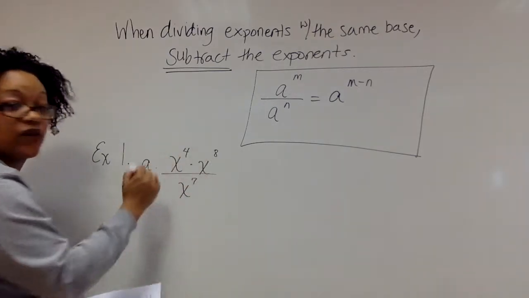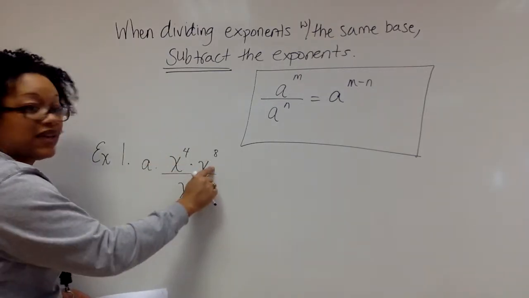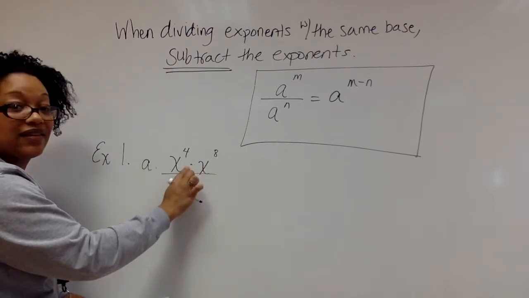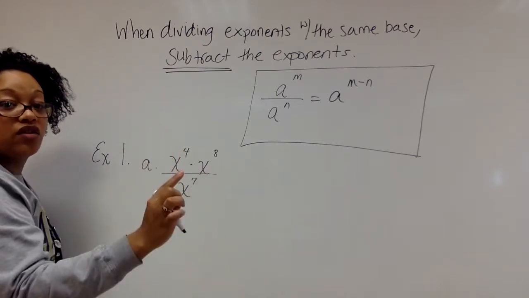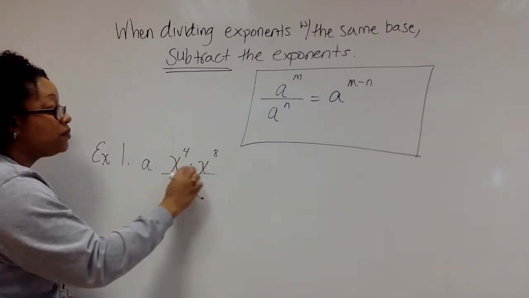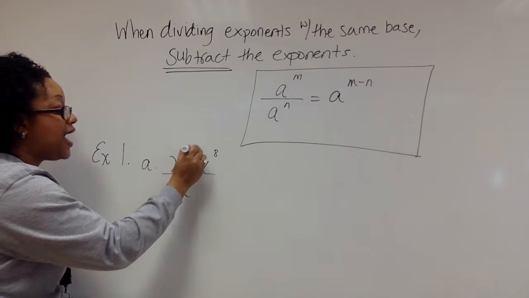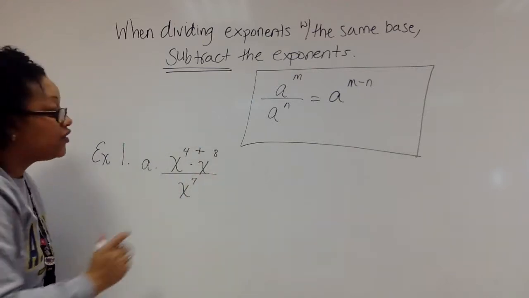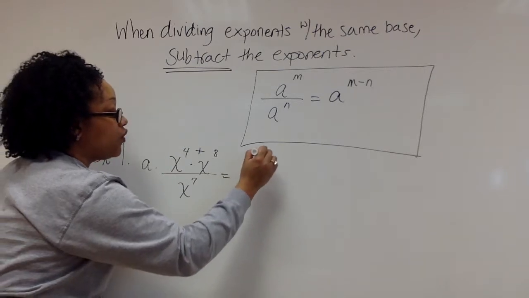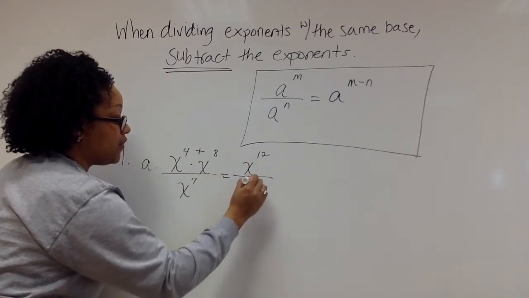Let's take care of the top first. I have x times x. Don't worry about what's going on in the denominator. Top one says I have x times x. So we learned in section 9.1 that when you're multiplying like bases, you simply add the exponents. Remember that? So I can rewrite this expression as x to the 12th divided by x to the 7th.